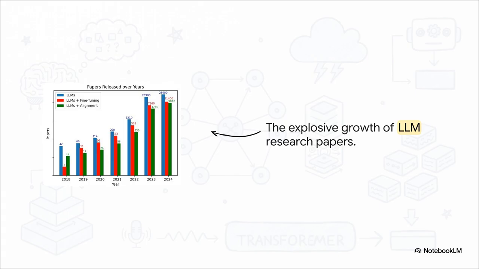And notice how those blue bars, which represent base large language models, skyrocket? But don't ignore the red and green bars either. Those represent fine-tuning and alignment, proving that this whole field isn't just about making models bigger anymore, it's about making them smarter and, for sure, making them safer.